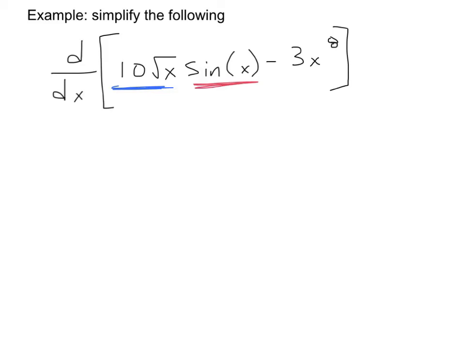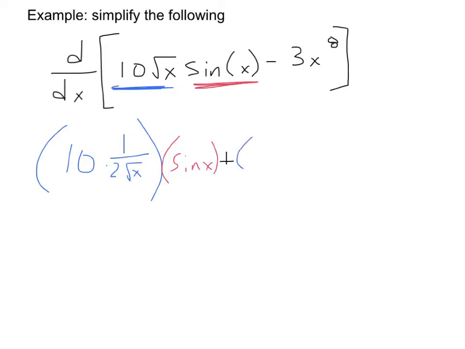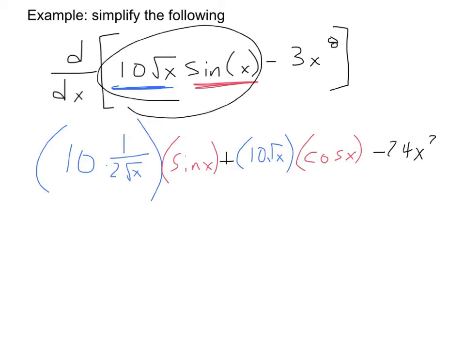The derivative of 10 root x is going to be 10 times 1 over 2 root x. Remember that root x is kind of a memorized derivative. Then we leave the sine x alone. And we have plus, I'll leave the 10 root x alone, and multiply by the derivative of sine x, which is cosine x. Then we just have minus 24x to the 7th. So it's totally reasonable to have a product rule for one part of it, and then some other rule for the other part of it.